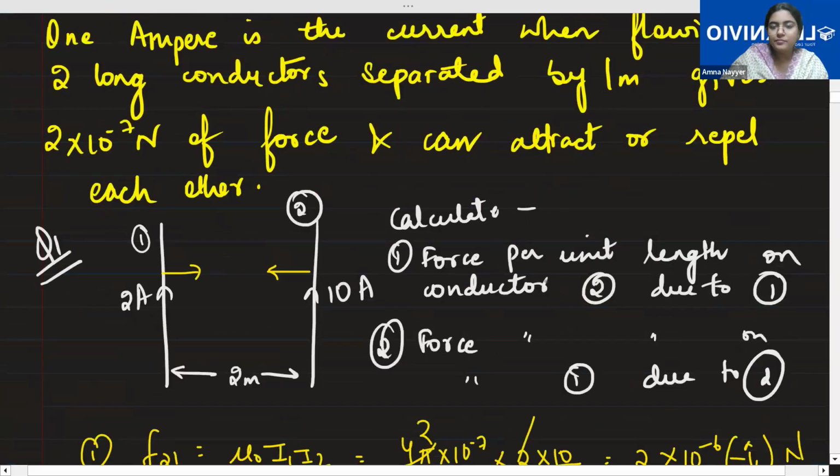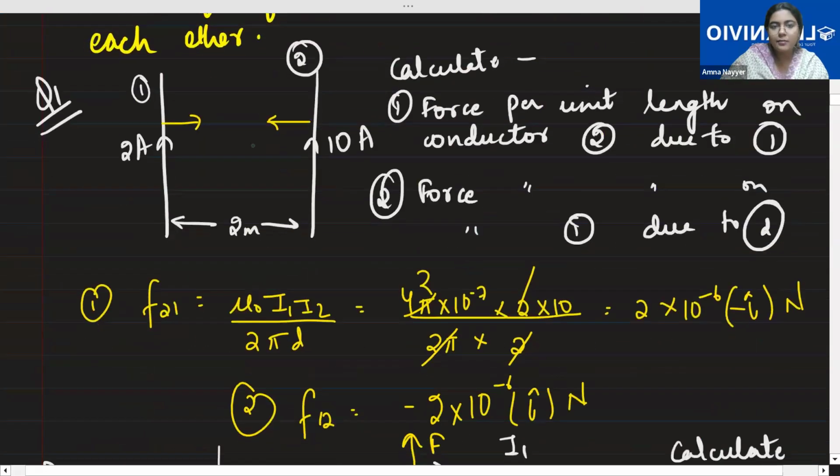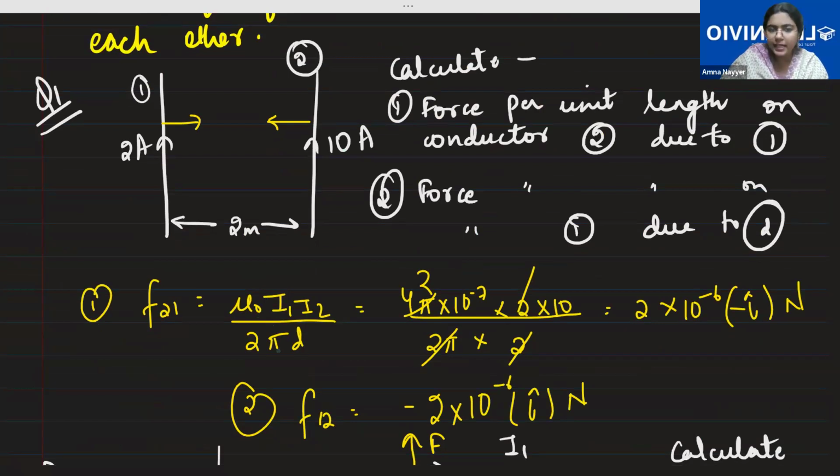Let's see a question. These are two wires that are present. It asks for force per unit length, so we'll simply use the formula mu naught I1 I2 by 2 pi d. The first current is 2 ampere, the second current is 10 ampere, and the separation is 2 meter. So F21 will come out to be the same as F12. It's just that the direction will be different.